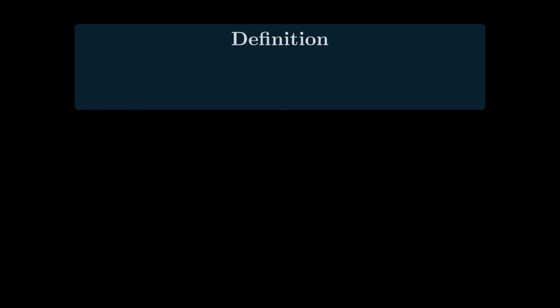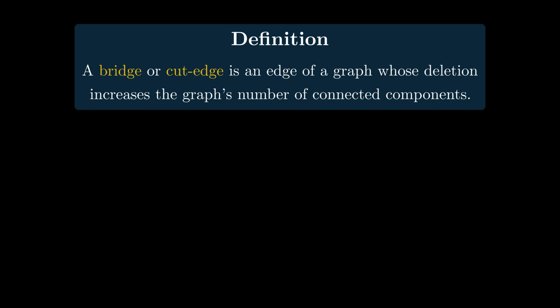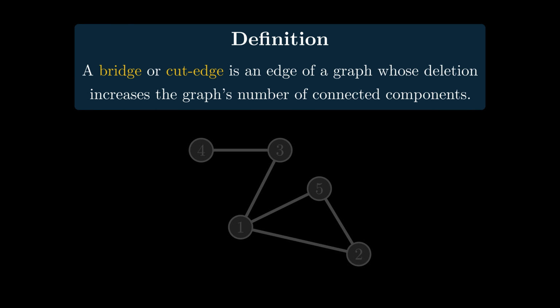Necessary for the understanding of Fleury's algorithm is the definition of a bridge in a graph. A bridge or a cut edge is an edge of a graph whose deletion increases the graph's number of connected components. The edge connecting the nodes 1 and 3 is, for instance, a bridge, since deleting this edge would cause the graph to fall apart into 2 disconnected components. More specifically, the graph was made up of 1 connected component before the deletion, and 2 separate connected components after the deletion of the edge. Note that also the edge connecting the nodes 3 and 4 is a bridge in this graph.